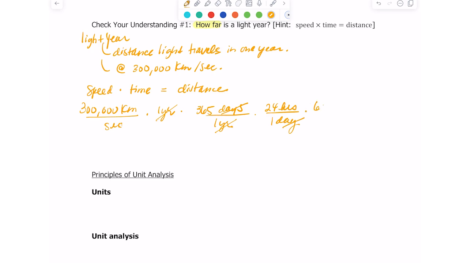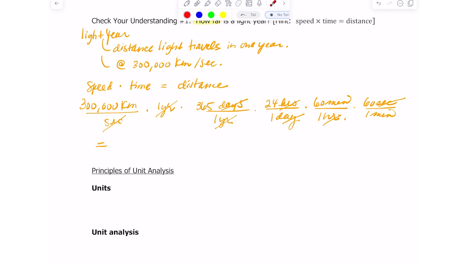Okay, I also know that there's 60 minutes in 1 hour, so the hours will cancel out. And then I know that there's 60 seconds in 1 minute. And the reason I put the seconds on top is because I need to cancel it with this over here. So the seconds will cancel, and then all I need to do is just multiply straight across now. 300,000 times 365 times 24 times 60 times 60. And when you do that, you get this number. And it's in kilometers, which is what we wanted. So that is about 9.46 trillion kilometers is how far light travels in a year. So try wrapping your brain around that.